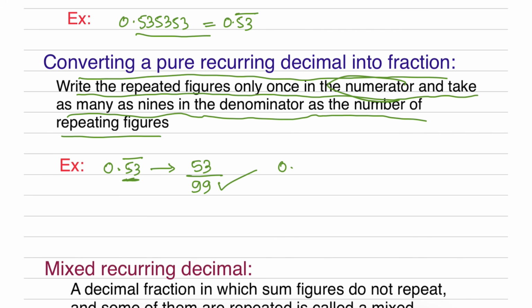Now take another example, 0.067 above that bar. This is a pure recurring decimal. We have to convert this into fraction. First write the number in the numerator 67 and in the denominator see how many digits are repeating after the decimal. 1 2 3 digits are repeating, so keep 3 9s in the denominator, so it's a fraction. Like this we can convert a pure recurring decimal into a fraction.